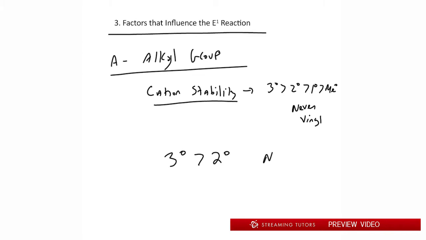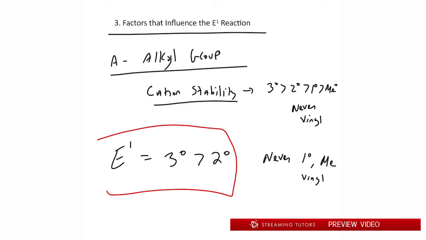Never primary, never methyl, and never vinyl. So for E1, it's simple. It's the same trend as SN1. Tertiary and secondary only. That's it. All right. Now we're going to add allyl into this, but not now.